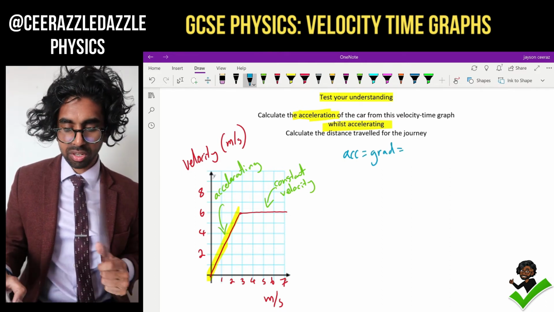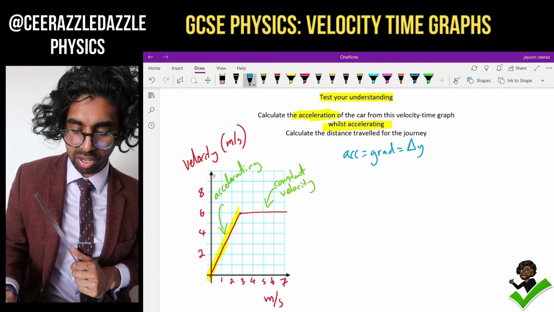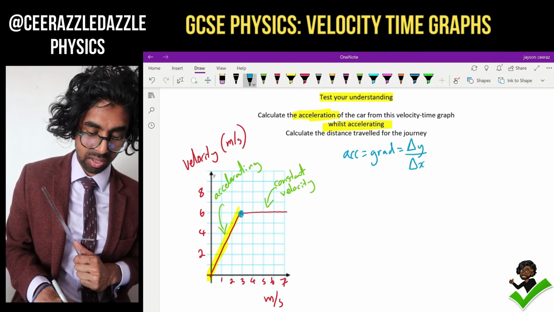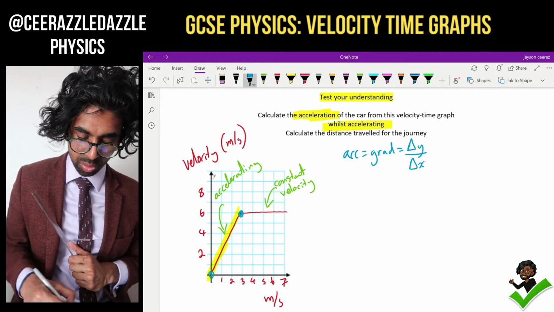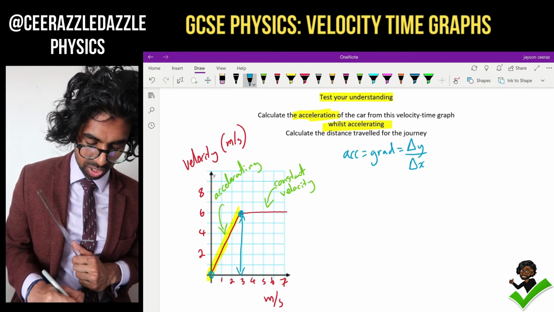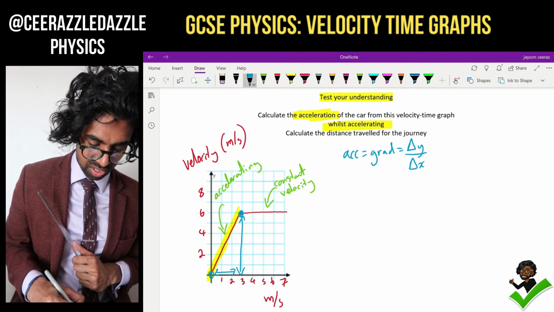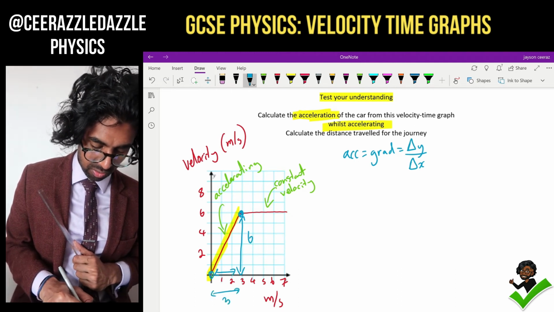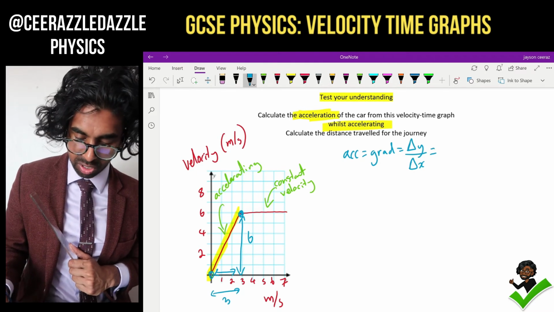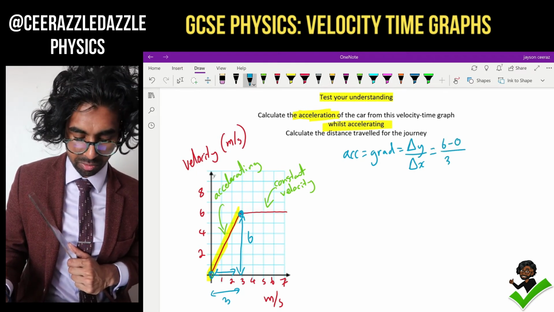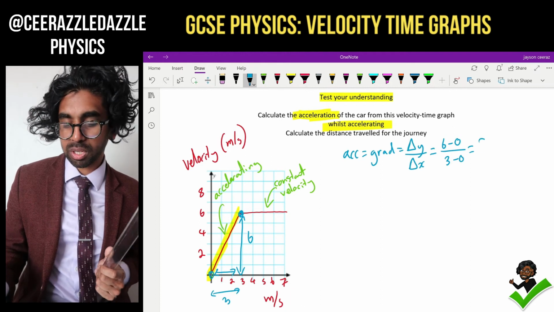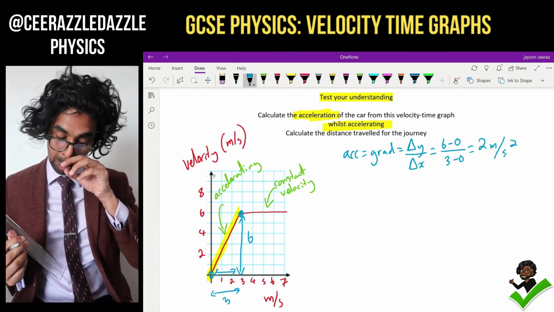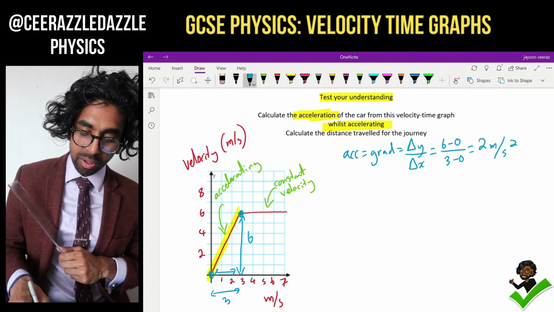To work out the gradient, it is simply the change in y over the change in x. Pick 2 points on my line, over here and over there. So there's my change in y, here's my change in x. Change in y is going to be 6, change in x is going to be 3. So it's 6 minus 0 divided by 3 minus 0. Therefore it's equal to 2 meters per second squared. Very nice.